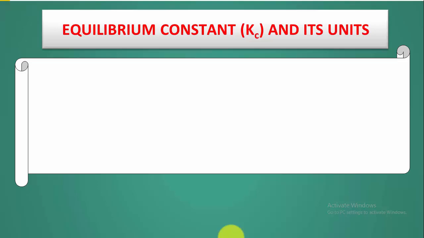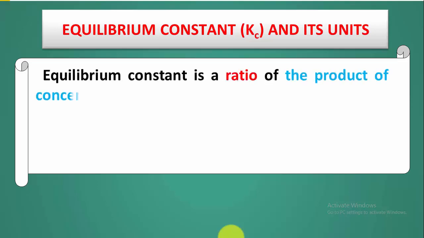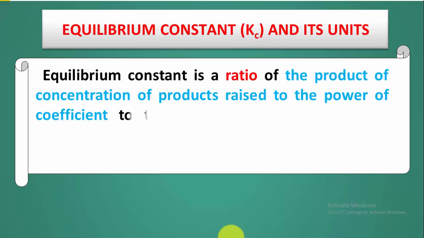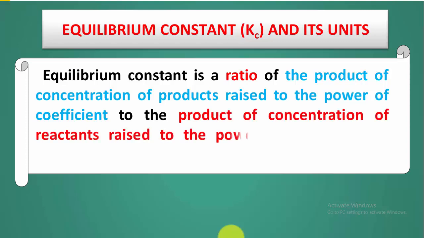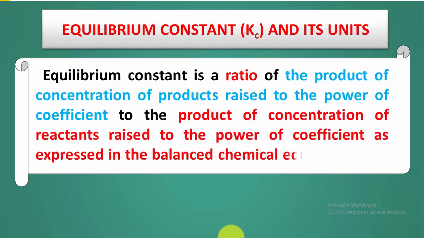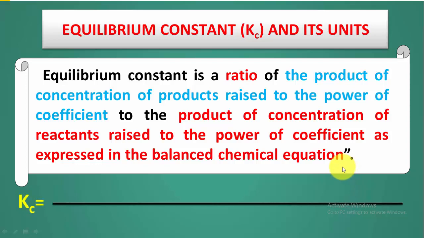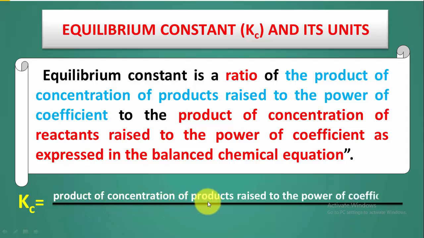So equilibrium constant is a ratio of the product of concentration of products raised to the power of their coefficients to the product of concentration of reactants raised to the power of their coefficients as expressed in the balanced chemical equation. So dear students, you can see that the equation shows that in the numerator there are the products and in the denominator there are the reactants. Raised to the power means the value of their coefficient in the balanced chemical equation.